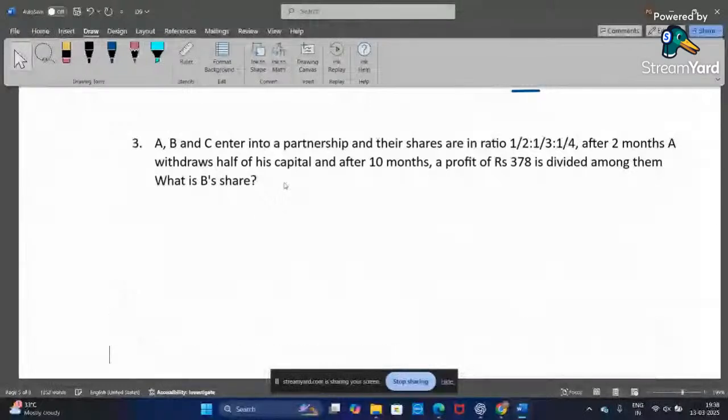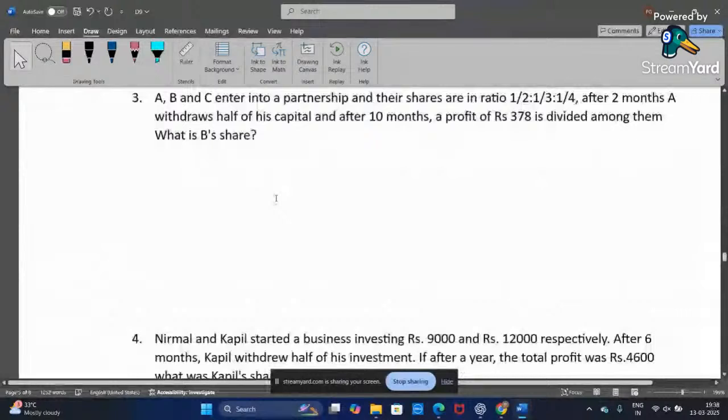Let's solve this. Okay, first, let us read the question and understand it. A, B, and C enter into a partnership, and their shares are in the ratio of 1/2 is to 1/3 is to 1/4. After 2 months, A withdraws half of his capital, and after 10 months, a profit of rupees 378 is divided among them. And what is B's share?